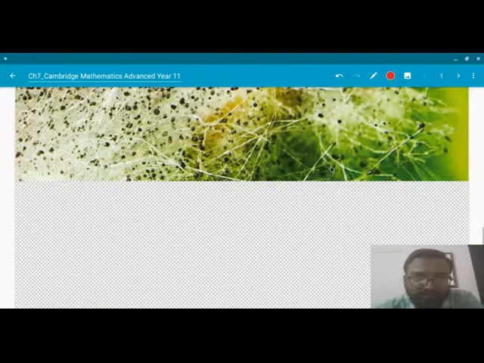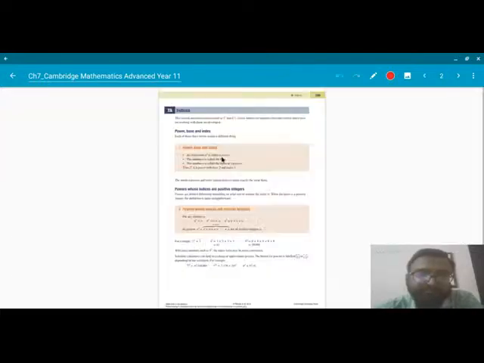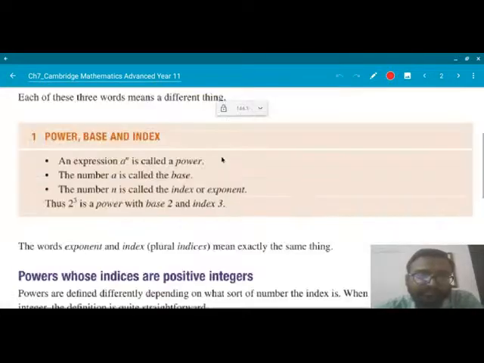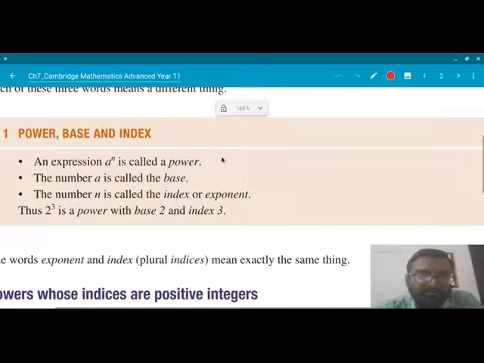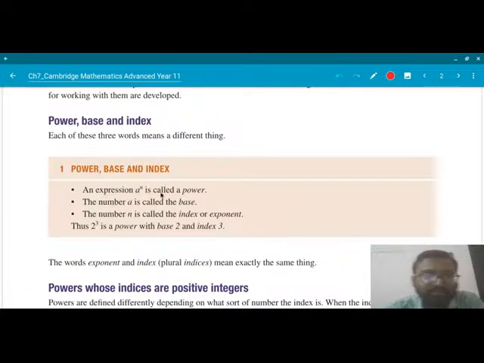So here we are going to the next page. Indices is the name we have to get. An expression a power n is called a power expression. Here a is called the base and n is called the exponent or index. 2 power 3 is a power, its base is 2, and the exponent or index is 3. So when we call it, it is 2 power 3. What is 2 called?